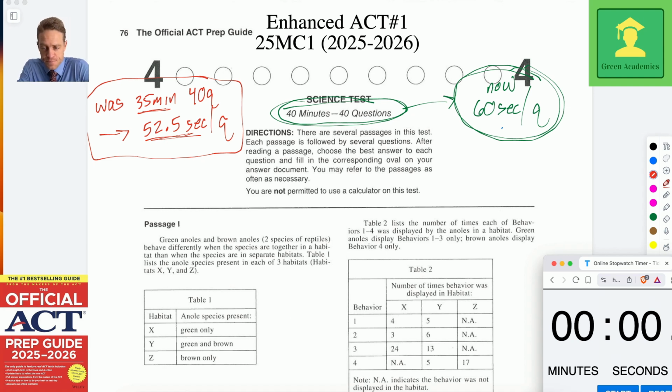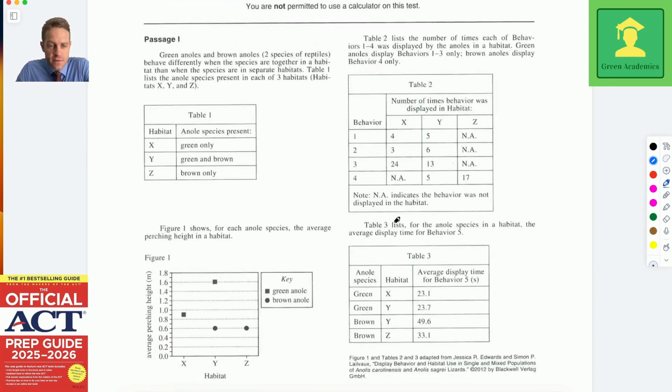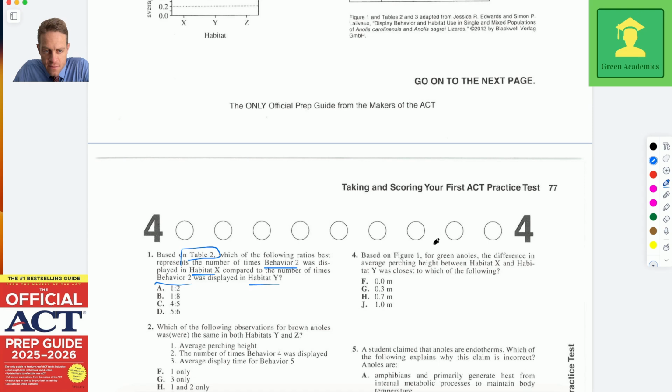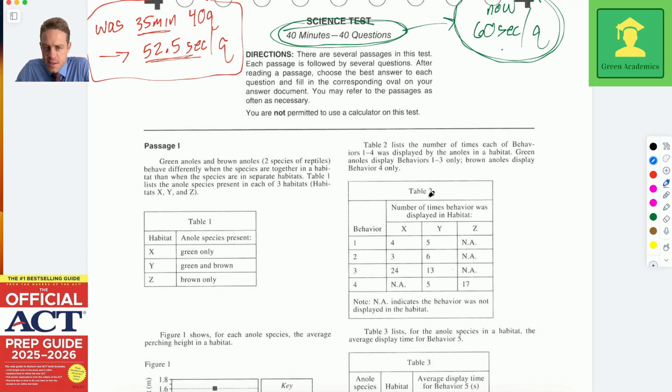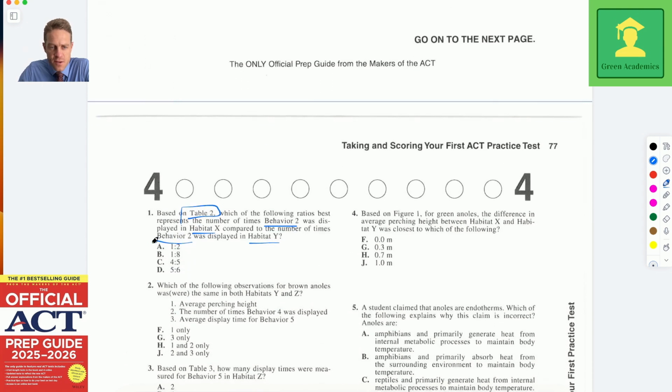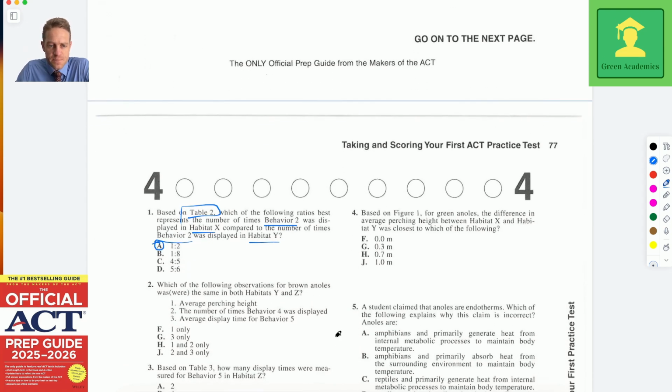Okay, let's go for it. Because this has charts and graphs, I'm going to skip right to the first question. Based on Table 2, which of the following ratios best represents the number of times behavior 2 was displayed in habitat X compared to the number of times behavior 2 was displayed in habitat Y? Table 2, behavior 2, X and Y is 3 to 6, which is 1 to 2.